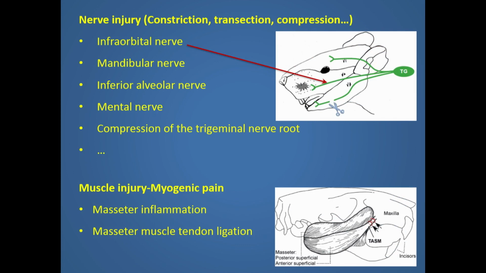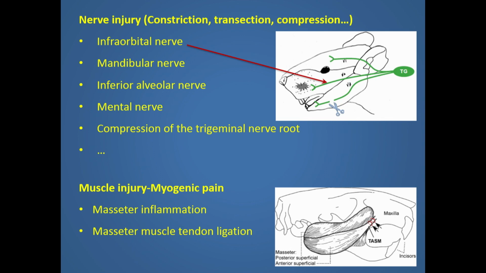Another major model basic scientists use is the nerve injury model: constriction injury, transection injury, compression. The most targeted nerve is the infraorbital nerve. This is the second branch of the trigeminal nerve, and it's a pure sensory nerve, not like a spinal nerve that has muscle fibers in it. So when you injure the nerve, you injure the sensory pathways. This is another major model we use.